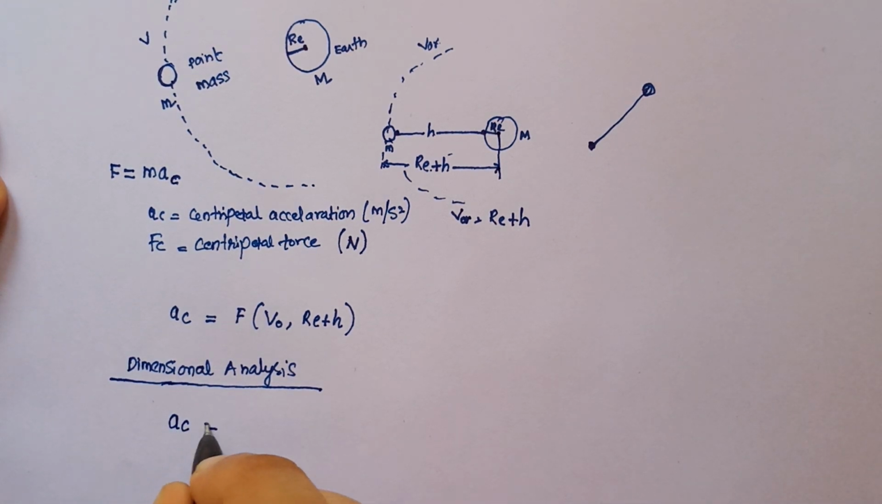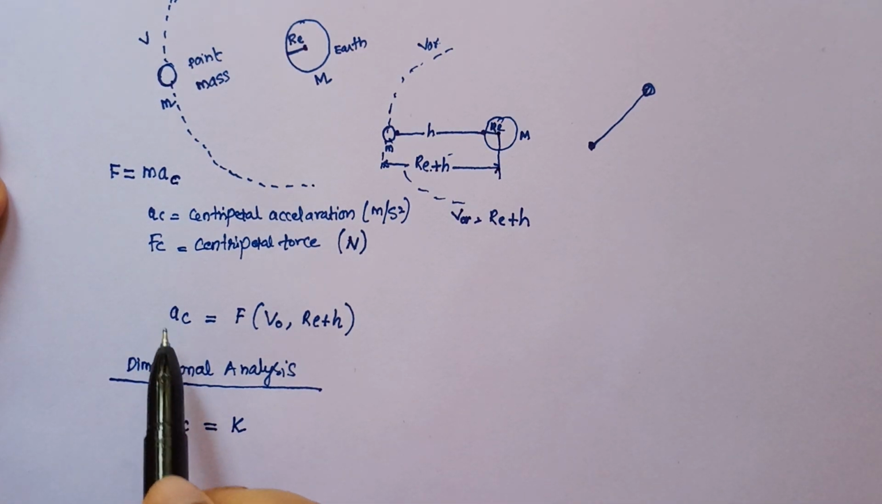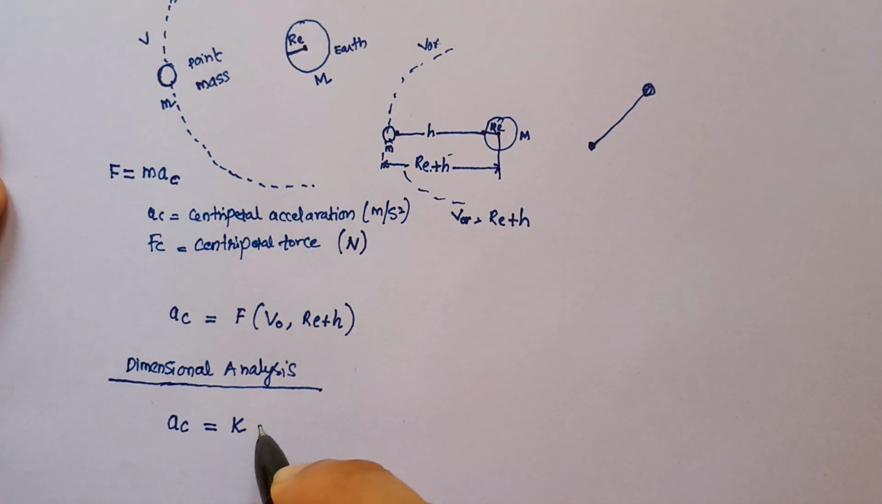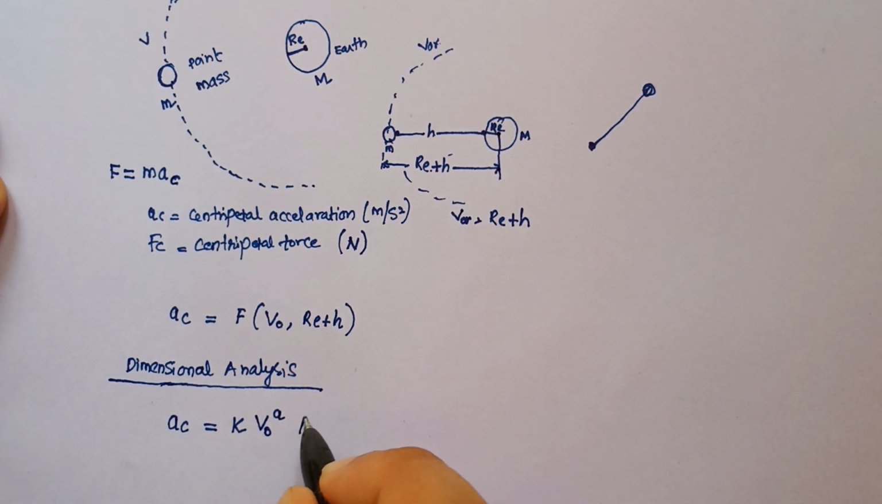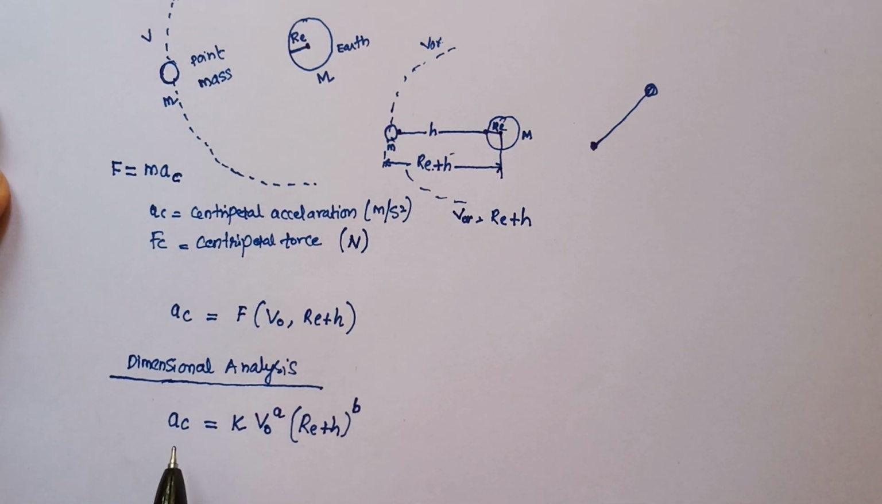So basically what we do is introduce a constant, because we don't know what units this acceleration is going to take, but we know it is a centripetal acceleration. So we can have a k value here, and we denote the orbital speed raised to the power of a, and Re plus h to the power of b. This is called the principle of homogeneity, which you have already studied, also called dimensional consistency, which you learned in elementary high school.